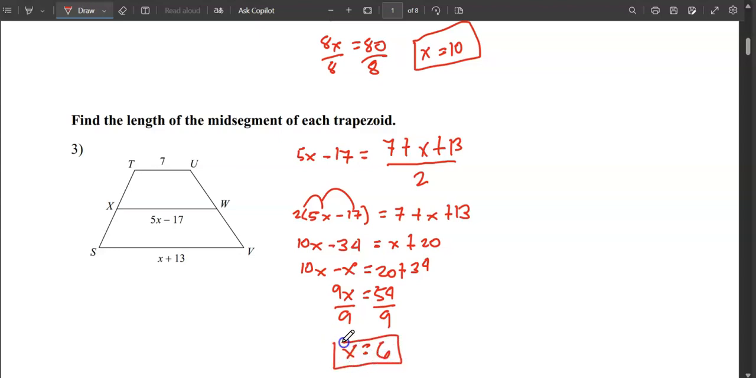Alright, so we are not yet done. We are asked to find the value of this mid segment. So if x is 6, we will have 5 times 6 minus 17. This will become 30 minus 17, or simply 13. So meaning to say, the length of our mid segment is actually 13. Let's have number 4.